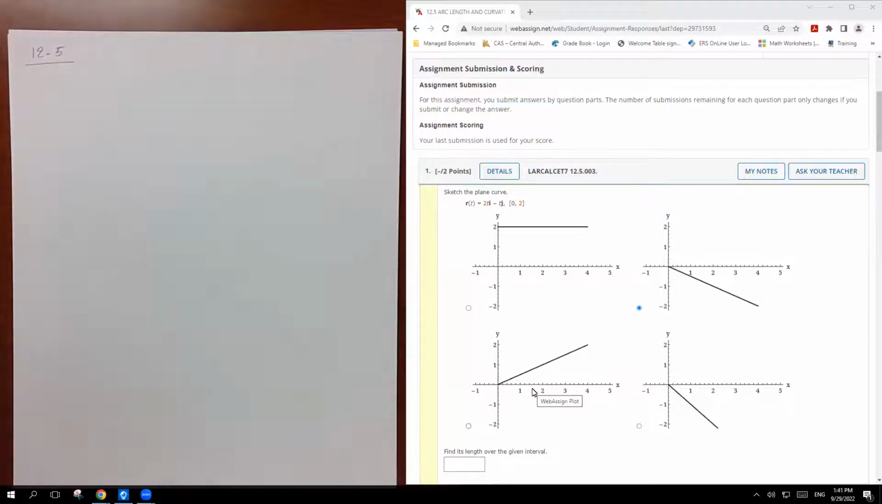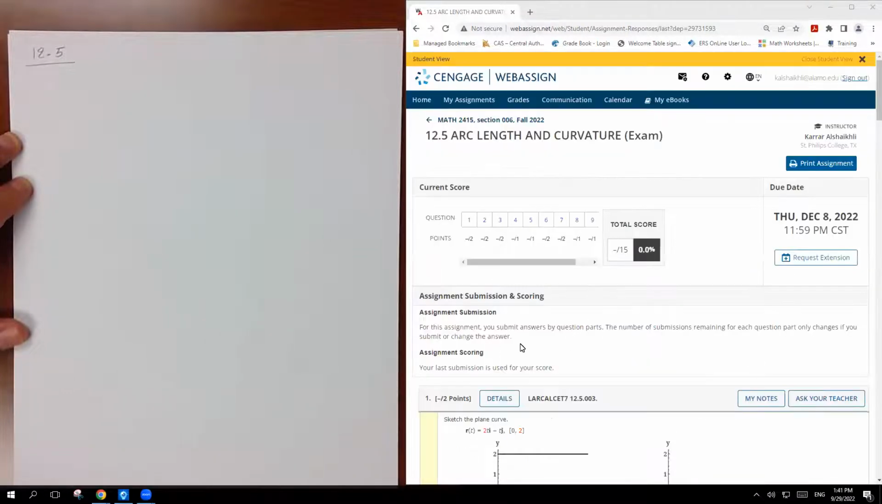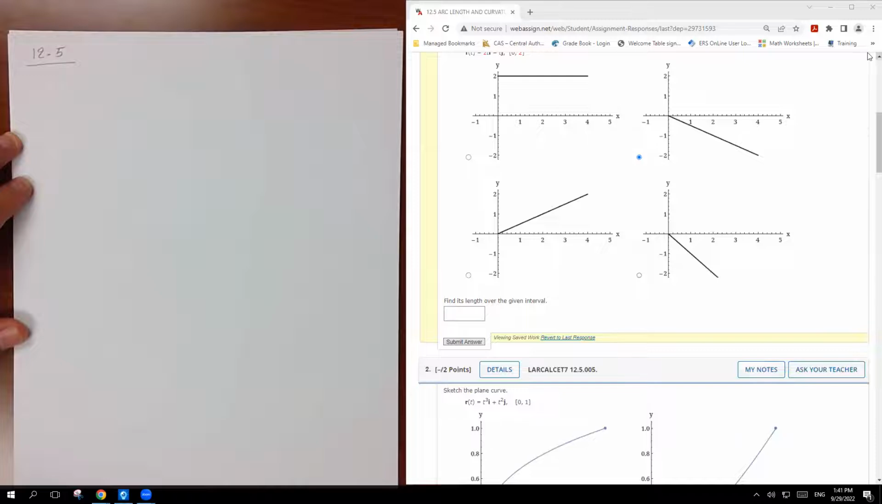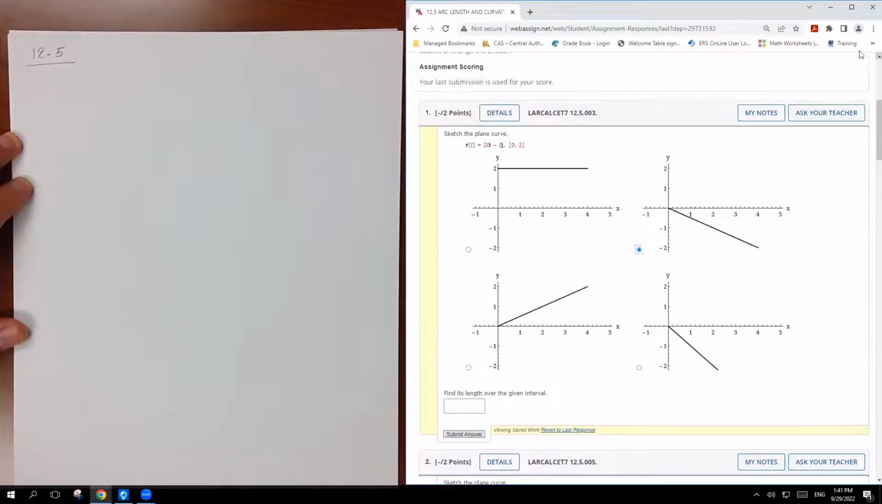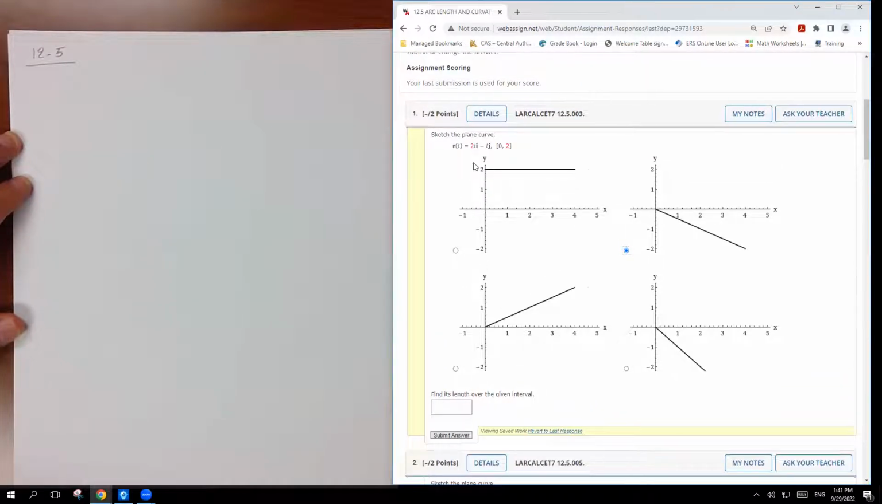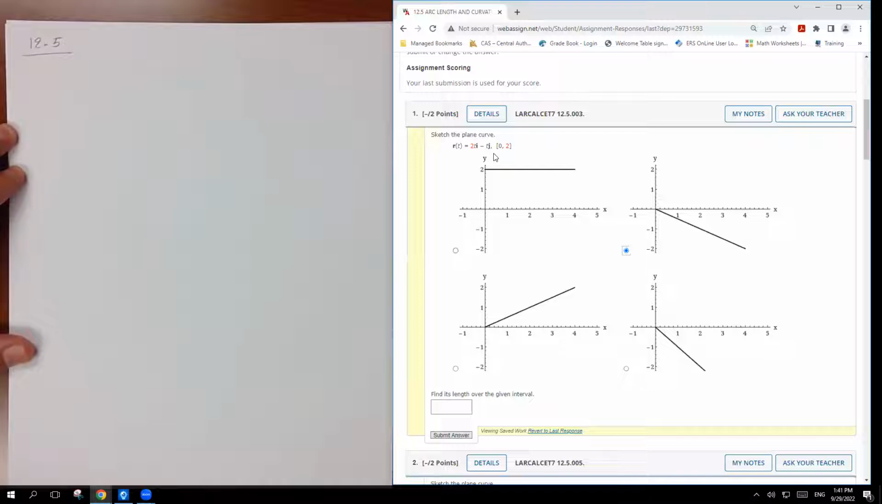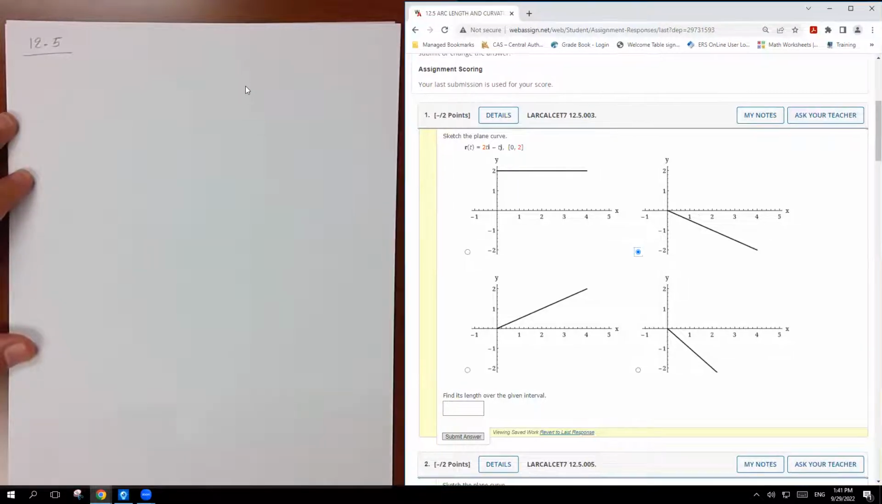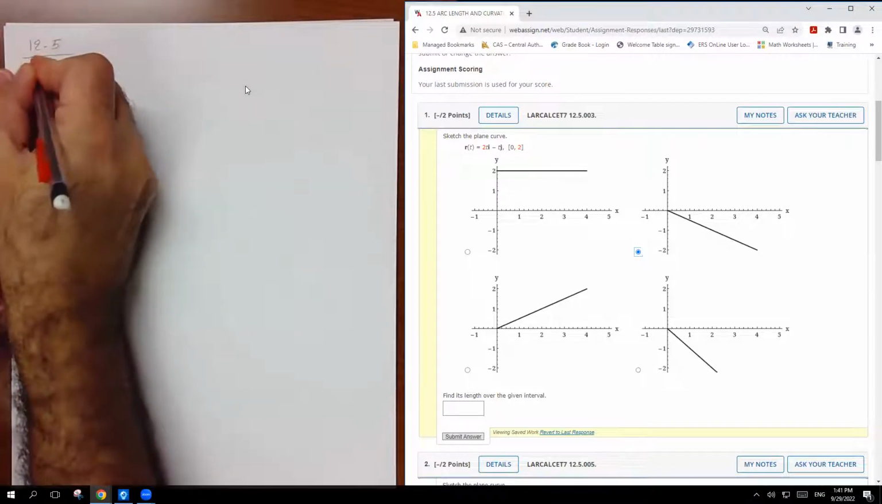Hello. Let's start with section 12.5, the arc length and the curvatures. Here's the first example. The first one is: sketch the plane curve. We need to sketch the curve. So if you need to sketch the curve, this is the first question.